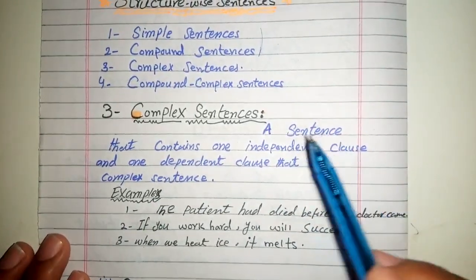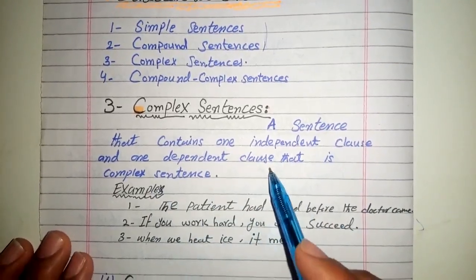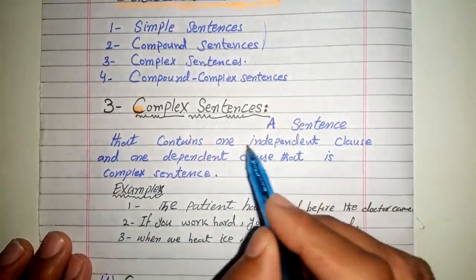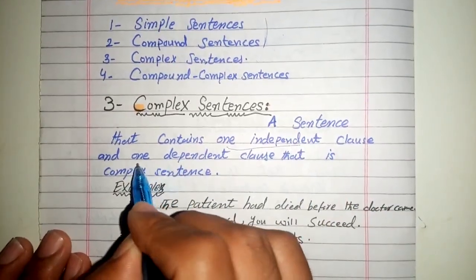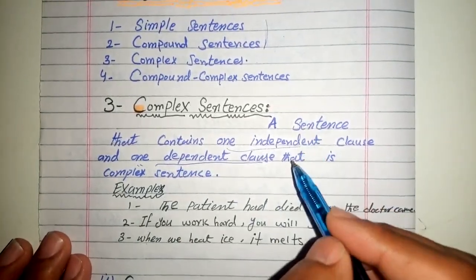A sentence that contains one independent clause and one dependent clause is called a complex sentence. One thing to memorize: one independent clause and one dependent clause make a complex sentence.